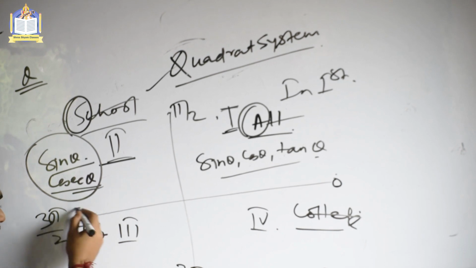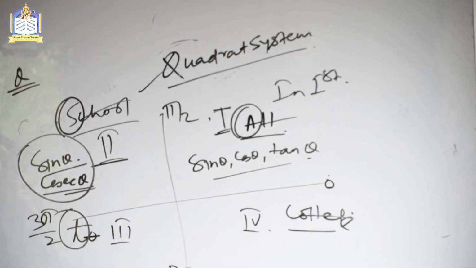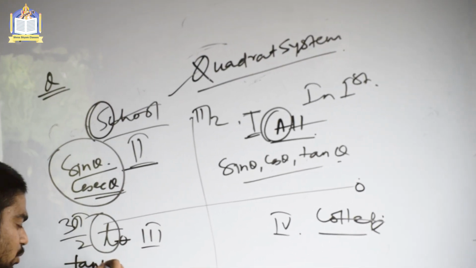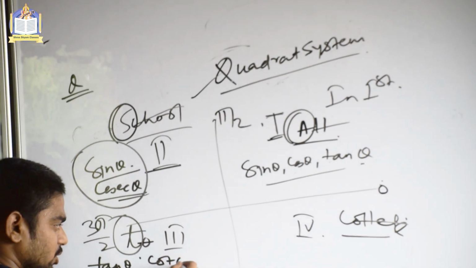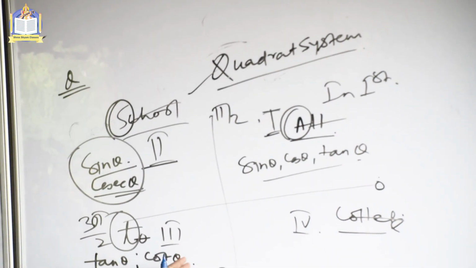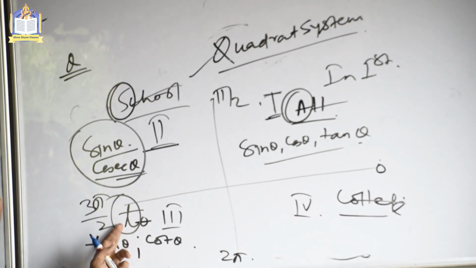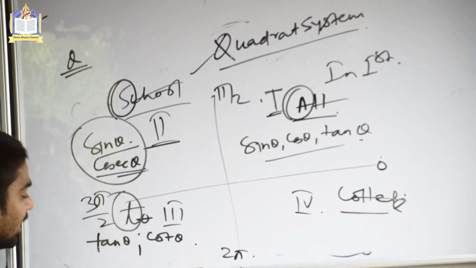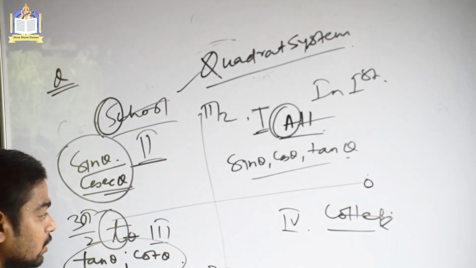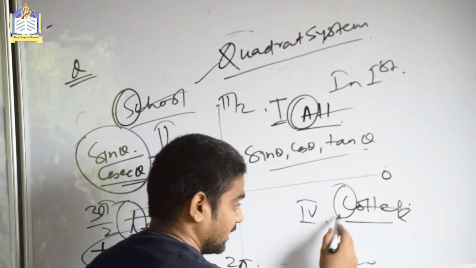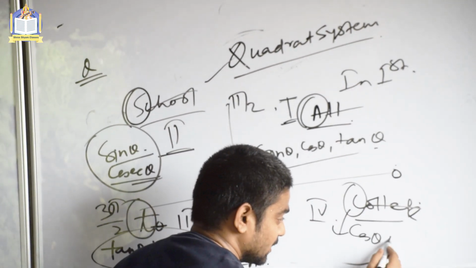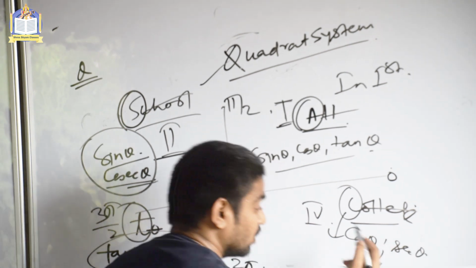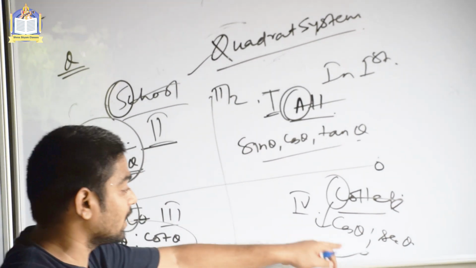In the third quadrant T stands for tan theta, right? Here T stands for tan theta and its reciprocal, which is cot theta. So tan theta and cot theta are positive in the third quadrant. And in the fourth quadrant, C stands for cos theta and its reciprocal sec theta. So in the fourth quadrant, cos theta and sec theta are positive.